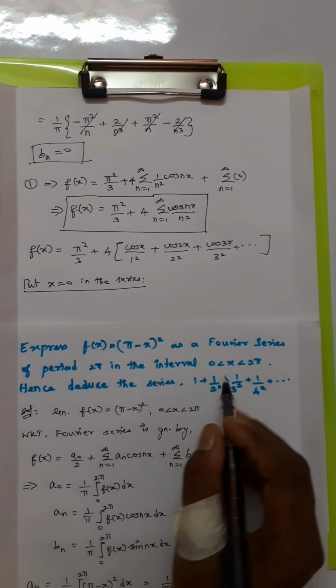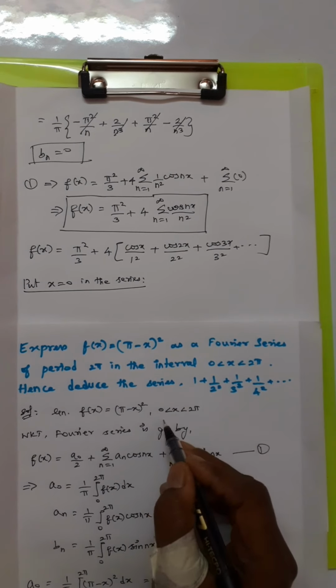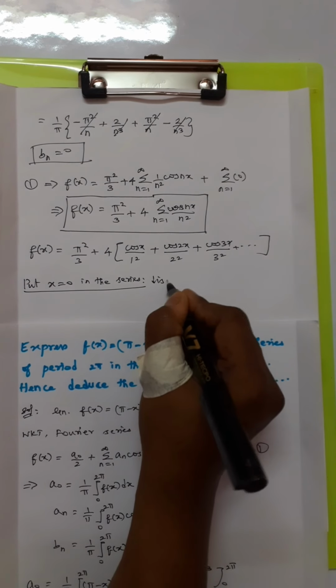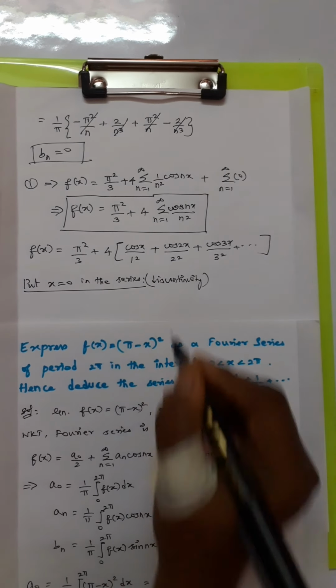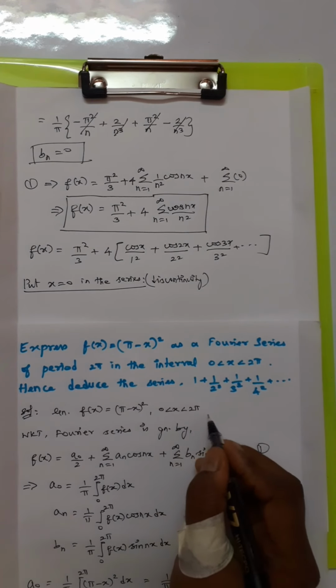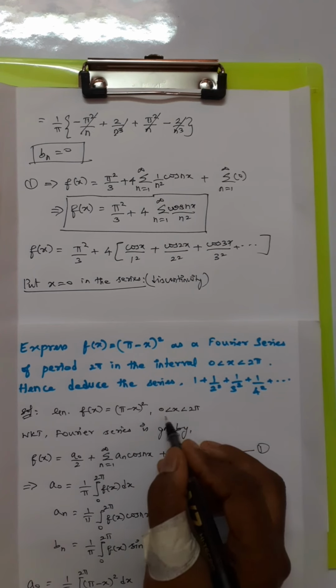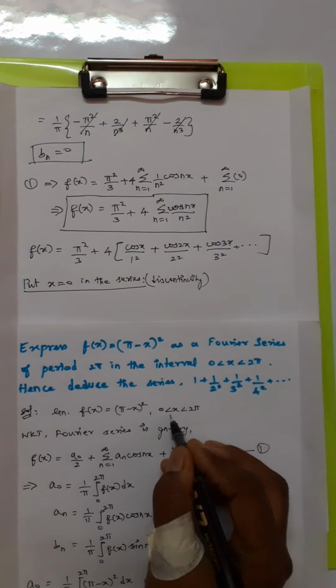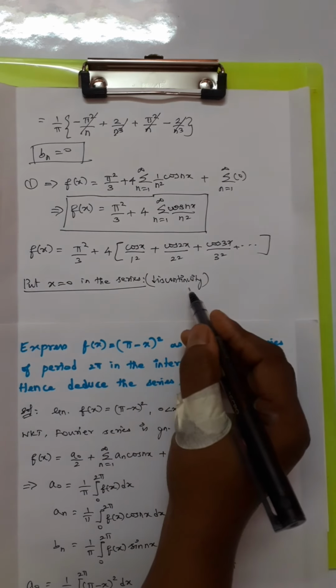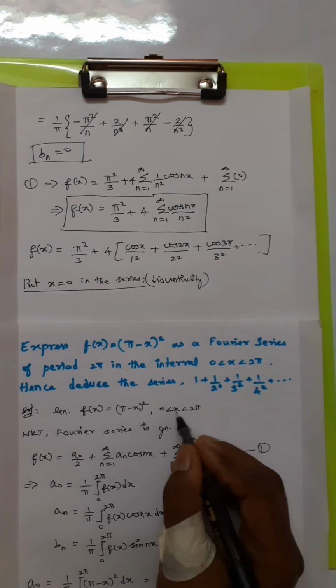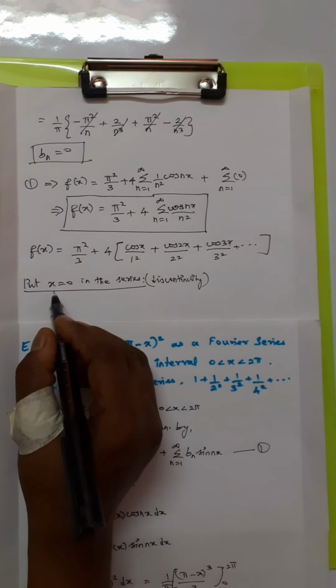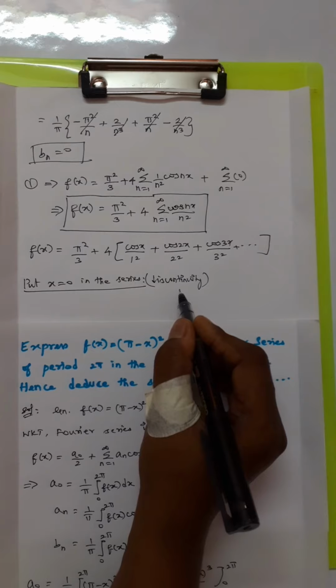When we check, x equal to 0 is a point of discontinuity, because 0 less than x less than 2 pi. Maybe if it is 0 less than or equal to x, in that case x equal to 0 is said to be continuous. But here it is just 0 less than x. In such a case, x equal to 0 is said to be a point of discontinuity.